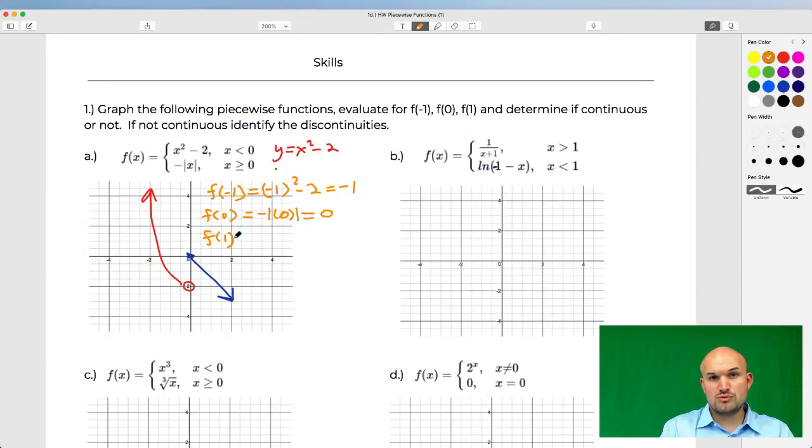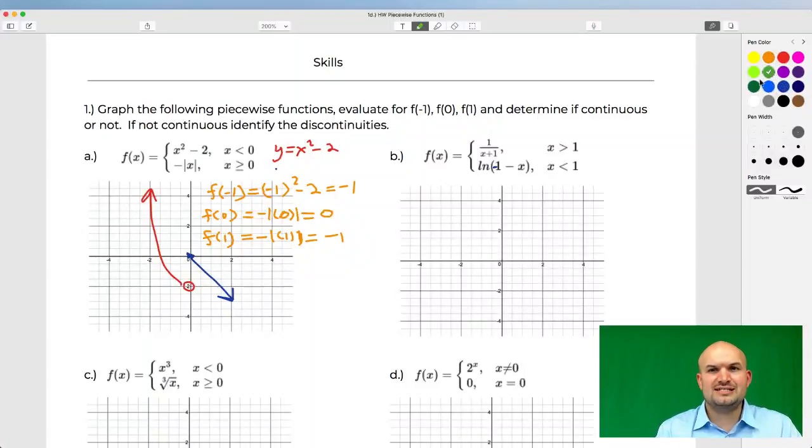So at f of 1, again, this is for all values that are greater than 0, so we're going to plug it into that function. So we have negative absolute value of 1. Absolute value of 1 is 1. 1 times negative 1 is a negative 1. And you guys can see at 1, we're supposed to be at negative 1. Graph's a little off, but that's okay. Let's see the next question.